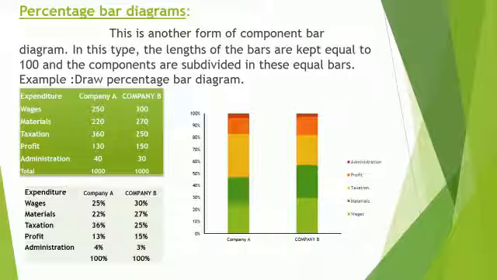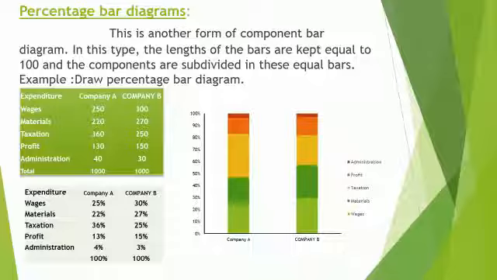First conversion: the company A total is 1000. So 250 divided by 1000 into 100 equals 25 percent. In the same process, we find the other ones: 22 percent, 36 percent, 13 percent, and 4 percent. The total percentage is definitely 100. For company B, same thing: 300 divided by 1000, the total of company B, into 100, because it is a percentage conversion. 30 percent, 27 percent, 25 percent, 15 percent, and 3 percent, and the total is 100 percent.